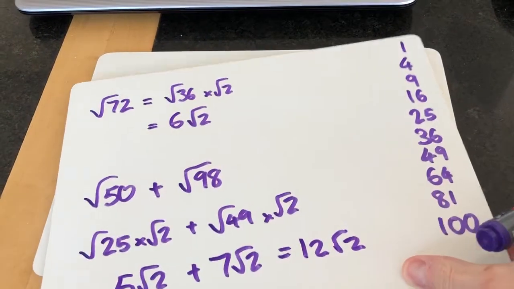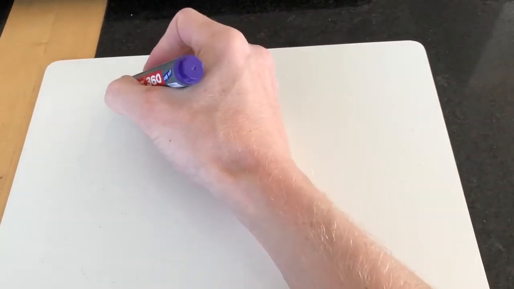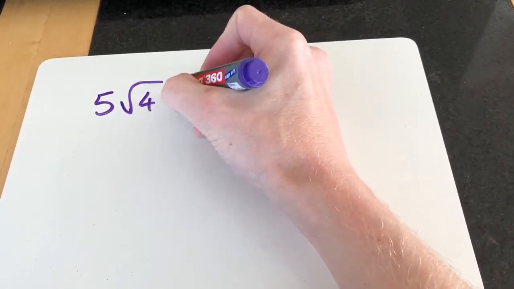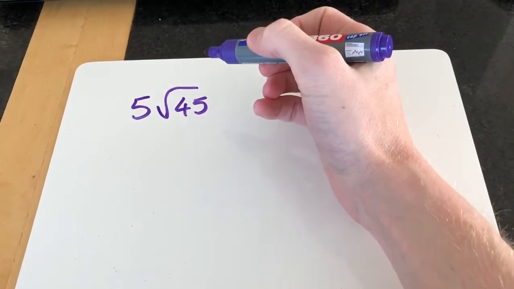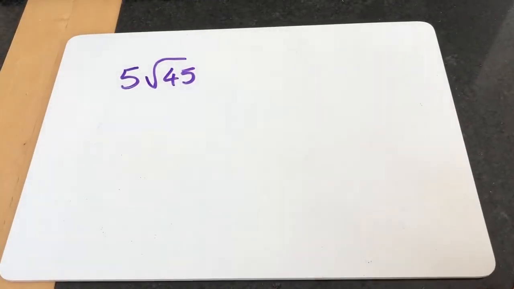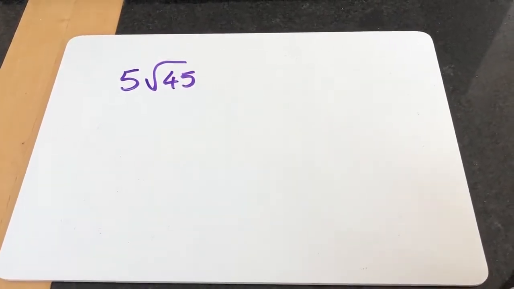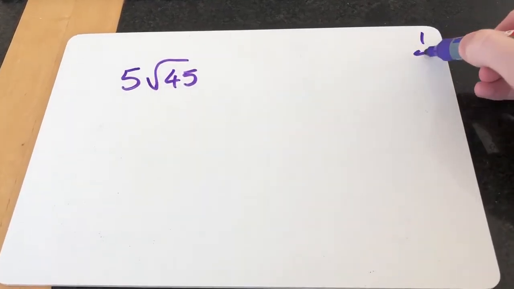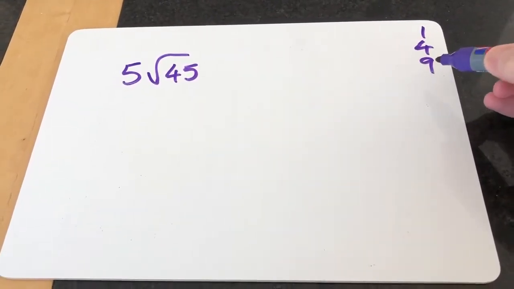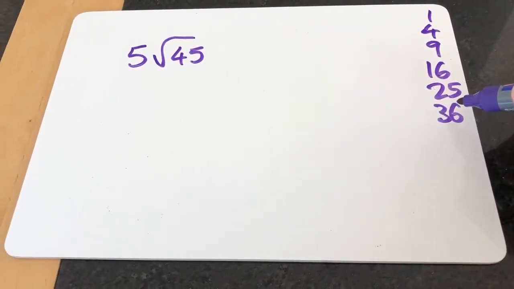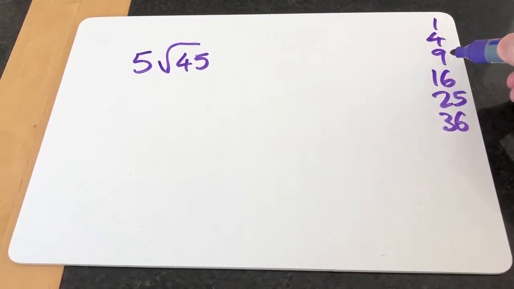Right, the only variation on that is if there's a number in front of it. So let's say you had something like this. So what you'd be looking for here is to simplify the root 45 and then times it by 5 afterwards. So think about your square numbers. So biggest square number that goes into 45 there is 9.